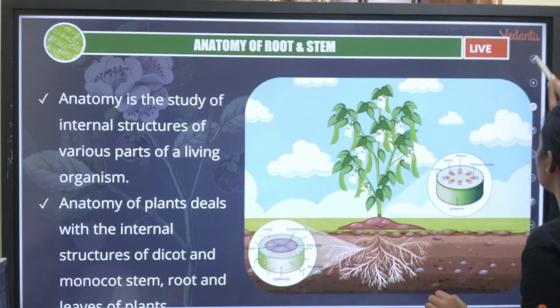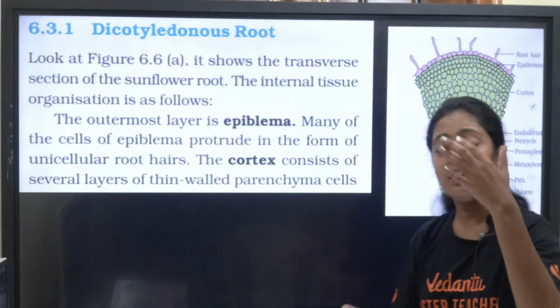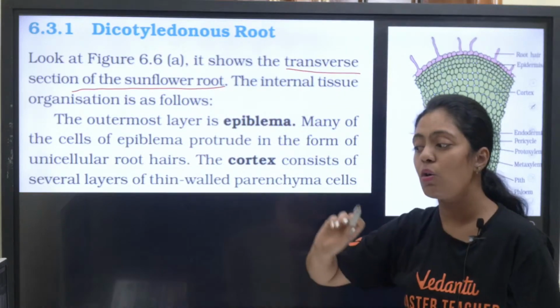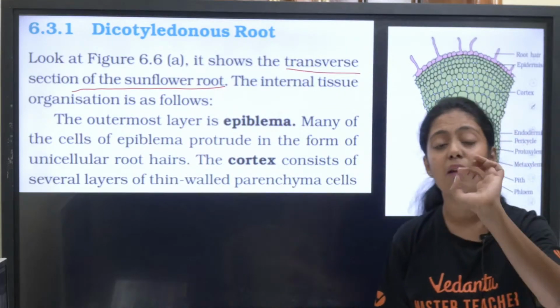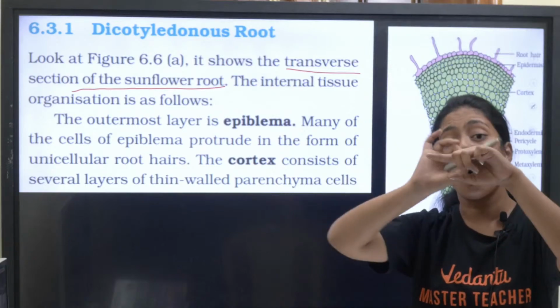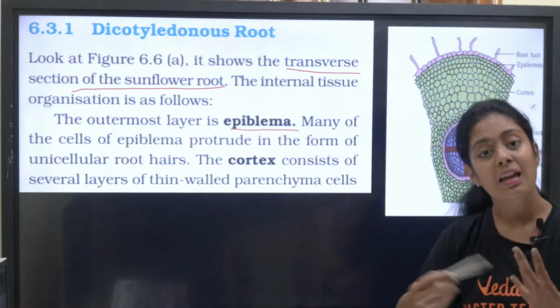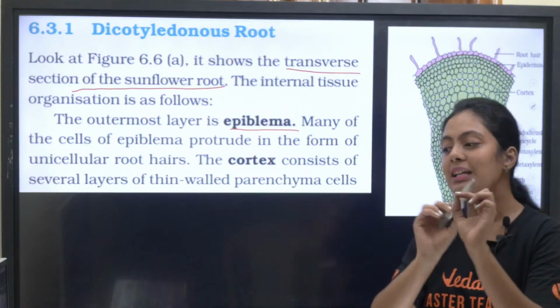Okay, so what is this dicot root made up of? This is a transverse section. What are you studying, pasangala? Transverse section. The picture given in your textbook is a sunflower root. First, the outermost region, we call it epiblemma or epidermis. It is a single layer.